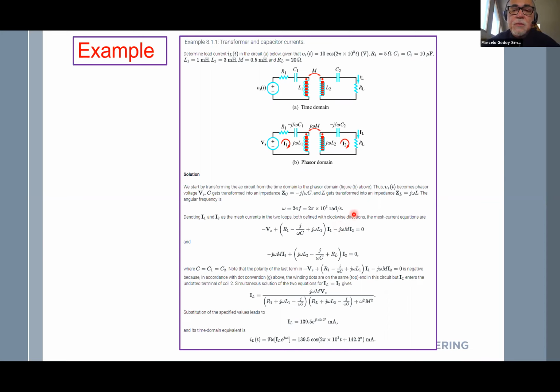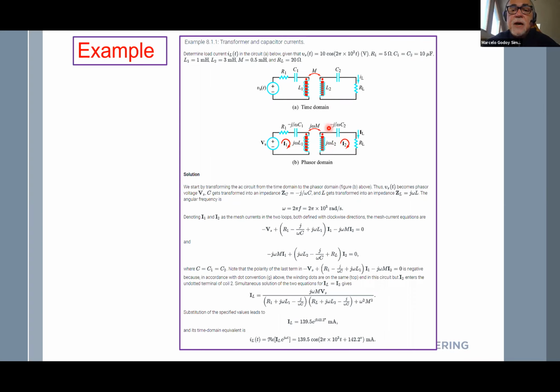So what we do, we go back to the circuit. We see that there is a voltage source, 10 cosine of 2 pi 10^3 t. That means omega is 2 pi 10^3 radians per second. That's the omega. So I will redraw the circuit, and I will substitute using impedance and reactance. So C1 is minus j divided by omega C1. L1 is j omega L1. L2 becomes j omega L2.